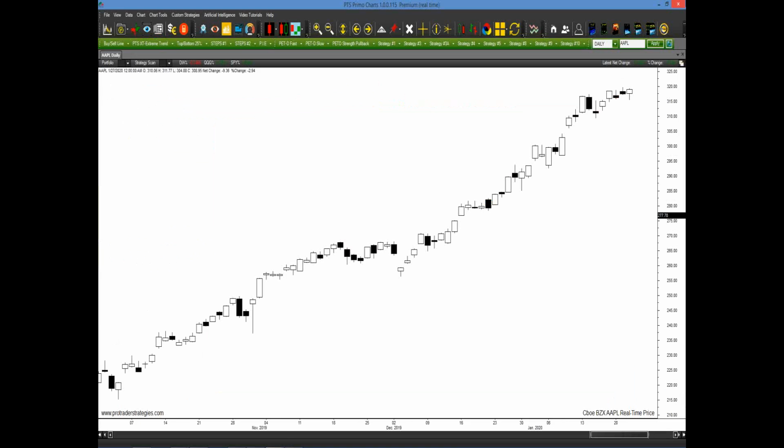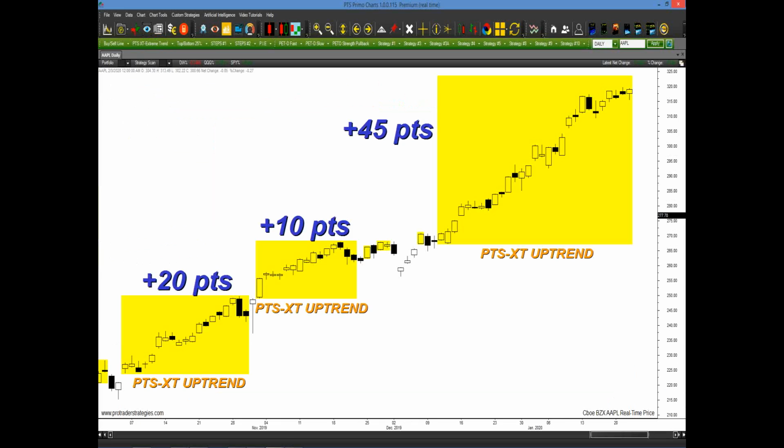Here's the chart in Apple from October of last year coming into the end of January. This is before it started to sell off. But look at this in hindsight, looking like someone would say, well, gosh, I never get to take part in these stocks that go straight up. I never have an idea of when they're going to be going up. Well, now you do. With the PTS XT, it generated all of these high probability uptrend blocks. Look at these different zones. The first one in October could have generated a quick 20 points in just about 3 weeks. The next one was 10 points.